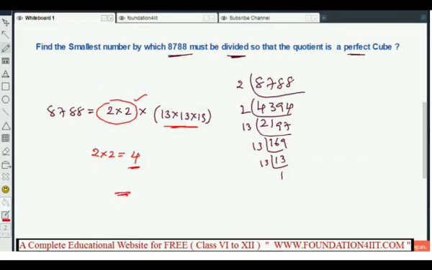Fine. So this is the way we can find out what number should be multiplied or divided. Next we will see how to find out the cube root of fractions, and at the same time decimal numbers also.